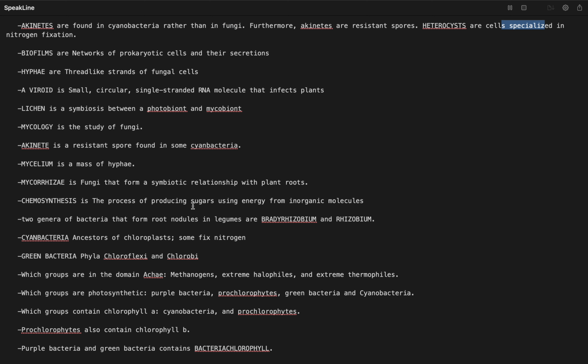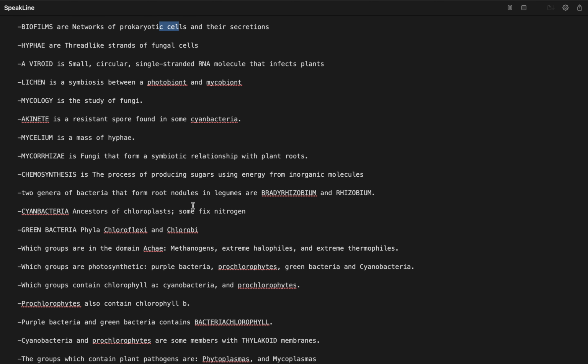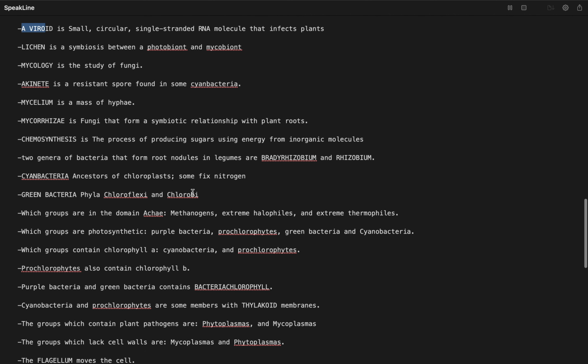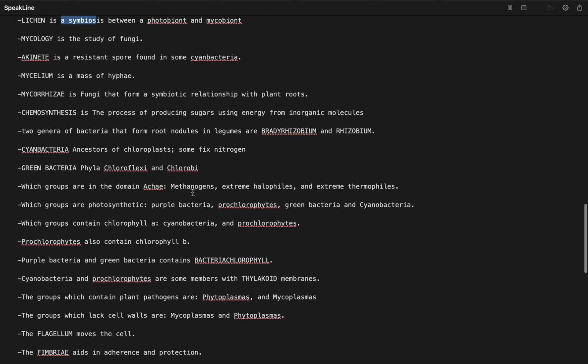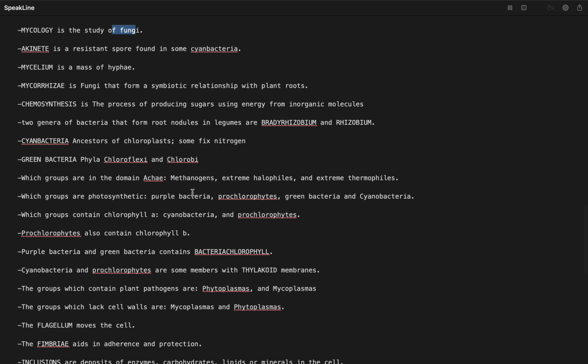Heterocysts are cells specialized in nitrogen fixation. Biofilms are networks of prokaryotic cells and their secretions. Hyphae are thread-like strands of fungal cells. A viroid is a small, circular, single-stranded RNA molecule that infects plants. Lichen is a symbiosis between a photobiont and a mycobiont. Mycology is the study of fungi.